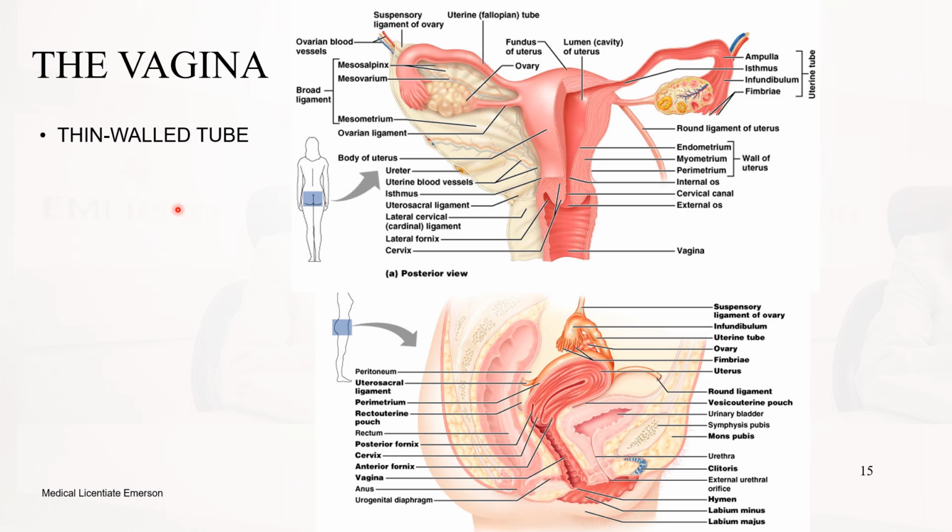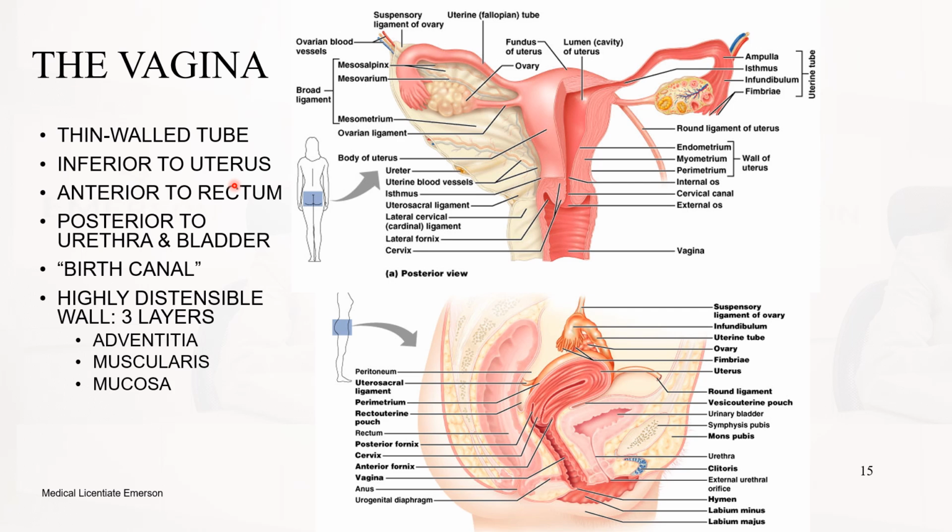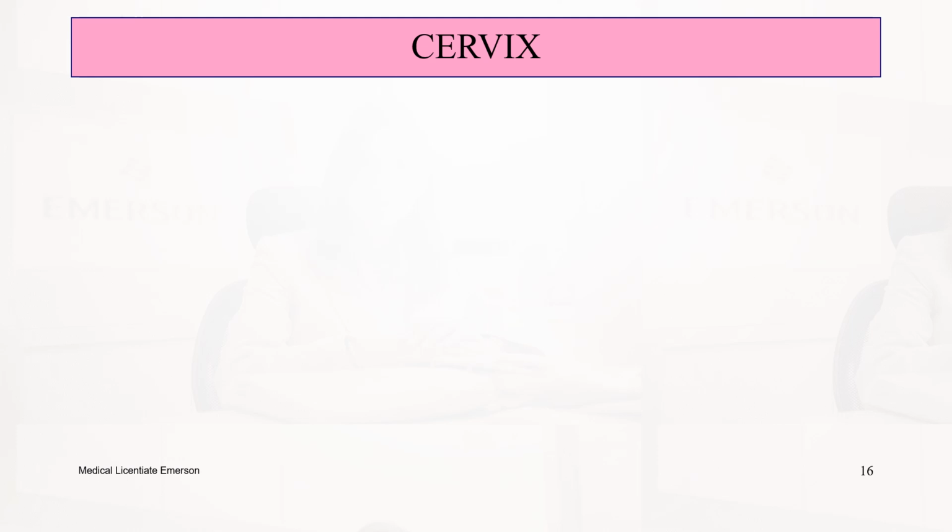So the vagina is a thin tube. This is the thin tube we're talking about. Inside it, it has what we call rugae. The vagina itself is inferior to the uterus. It is anterior to the rectum and posterior to the urethra and bladder. It is a birth canal, and it is highly distensible, and it has three layers: the mucosa, the muscularis, and the adventitia. These are the layers of the vagina. So we are done with the vagina.